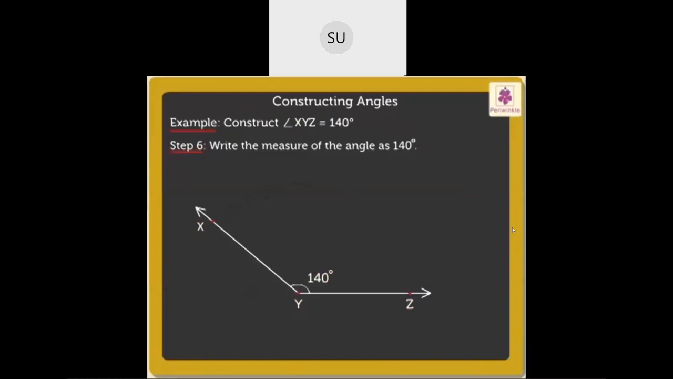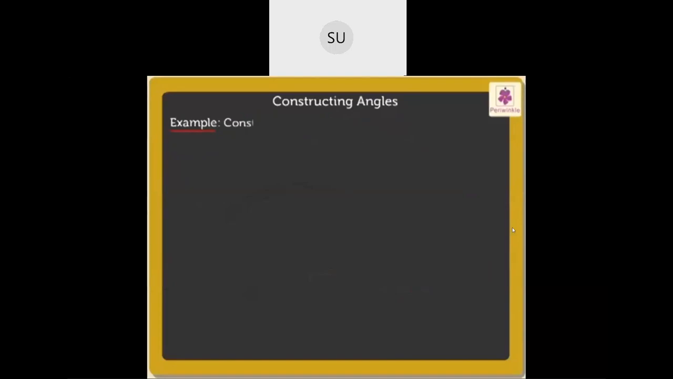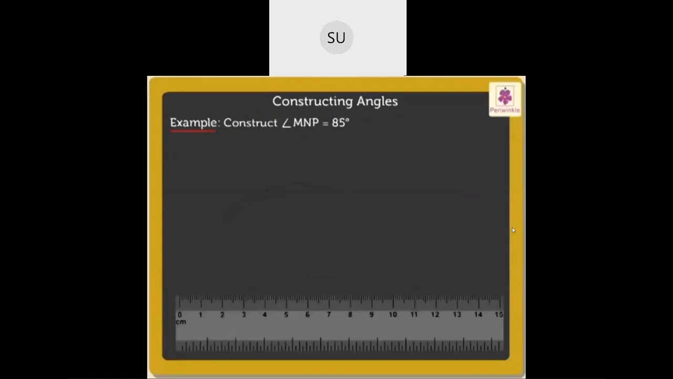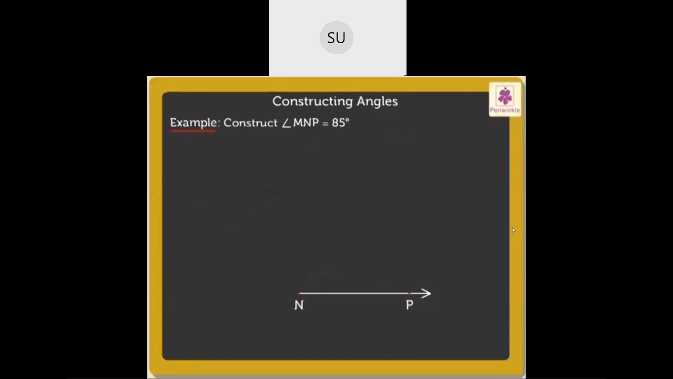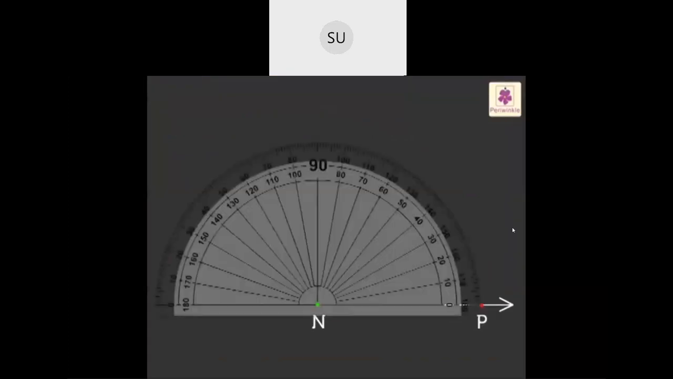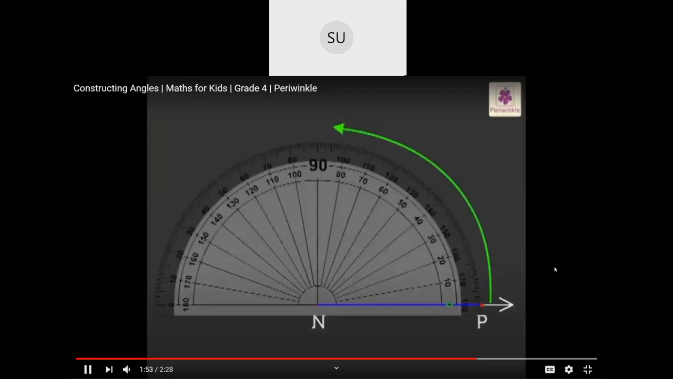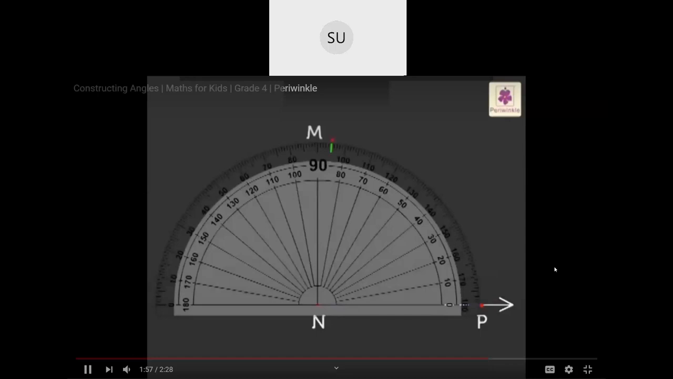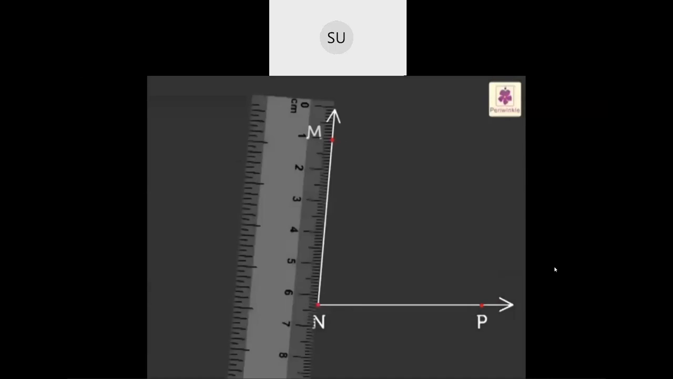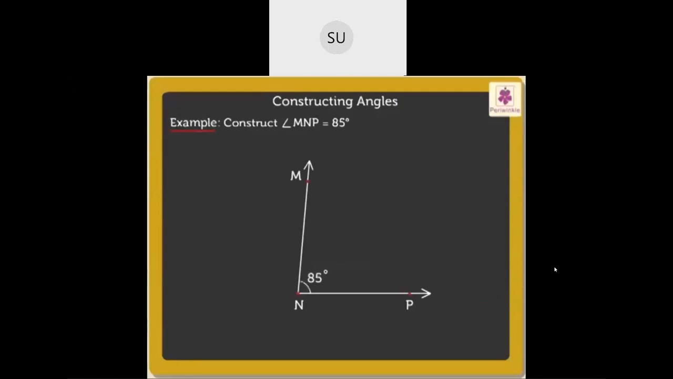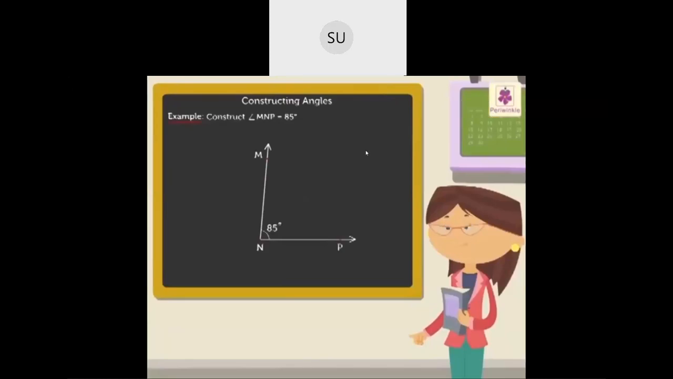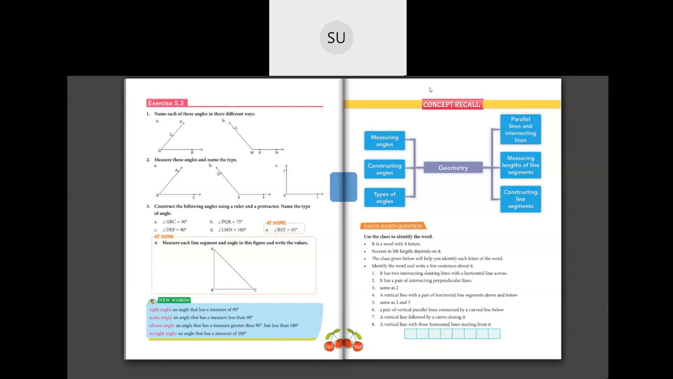Now, let's construct one more angle. Construct an angle MNB of 85 degrees. Thus, angle MNB of 85 degrees has been constructed. Kids, draw a few more angles so that you become perfect at it. So now we'll solve exercise 5.3.